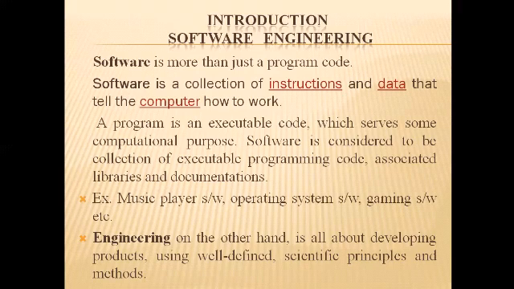Let us see, before starting software engineering, what is the definition of software and engineering. First of all, software is more than just program code. It is the collection of instructions and data that tell the computer how to do work. Basically, software is a collection of programs, and a program is an executable code which serves some computational purpose. Software is considered to be a collection of executable programming code, associated libraries, and documentation.